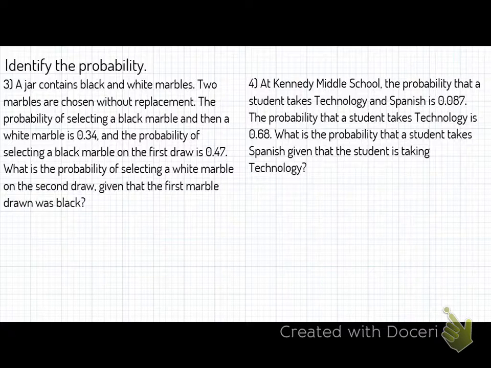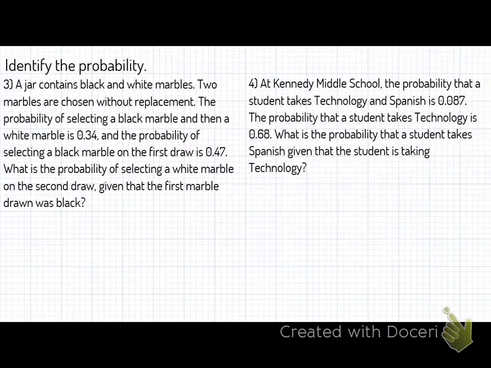What is the probability of selecting a white marble on the second draw, given that the first marble drawn is black? So let's pretend that this deck of cards are the marbles. Let's say the first draw was black. What's the probability that the second one is white? So here we go.